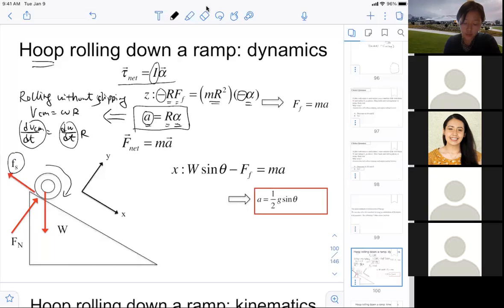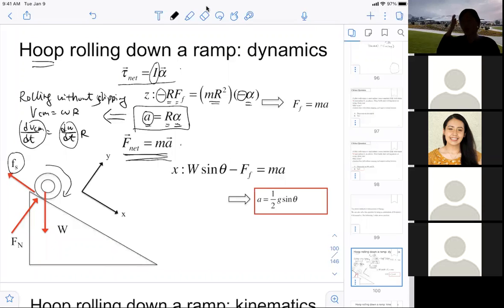Okay, and then we also use Newton's second law, because this is Newton's second law for rotation. This is Newton's second law for translation. In this case, it's both rotating and translating, so you have to use the regular Newton's second law as well. Now this is for the center of mass. So the acceleration is the acceleration of the center of mass, which is going down the ramp.